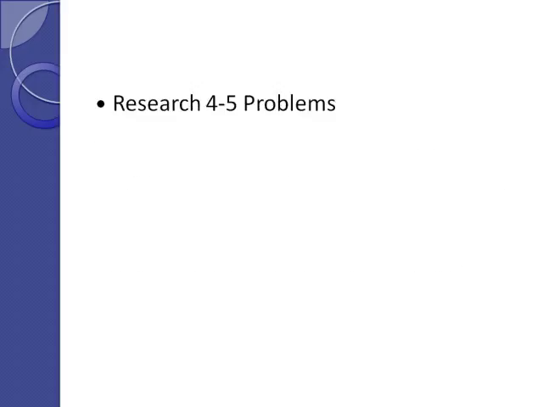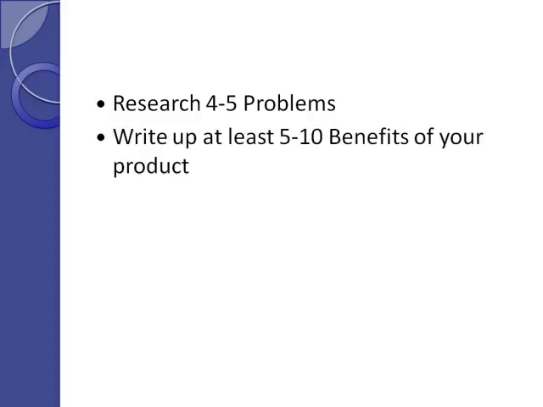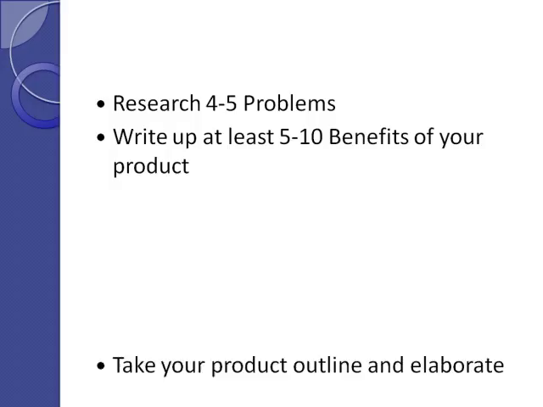After that, research 4 to 5 problems. Most of you, if you do the research and planning process, should already have this. Then write up at least 5 to 10 benefits of your product. So you could figure out 5 to 10 features. Now, features are not benefits. Most people don't care about features. Most people care about benefits. So that's why you want to focus on benefits. How can the features of your product actually benefit your target audience?